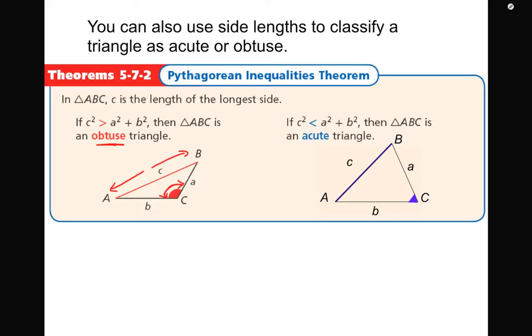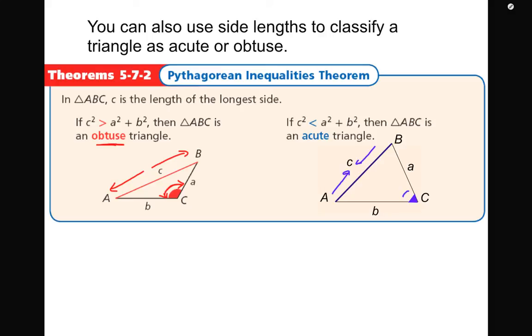If the c length is shorter, that's going to make this angle C get smaller. So something smaller than a right angle would be acute, and then all the angles are acute.